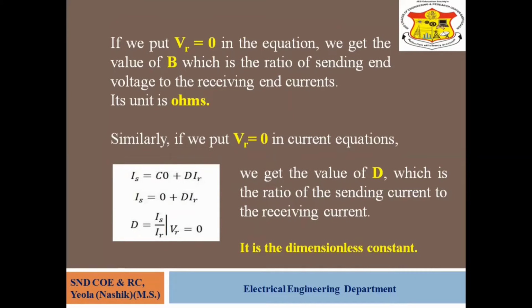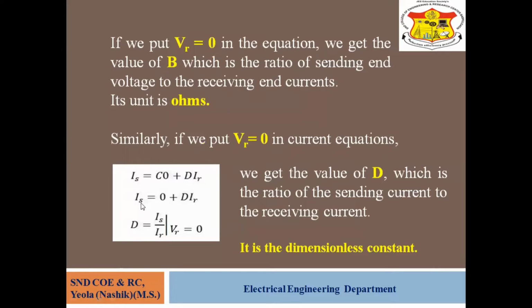If we put VR equal to 0 in the equation, we get the value of B, which is the ratio of the sending end voltage to the receiving end current. The unit is ohm.